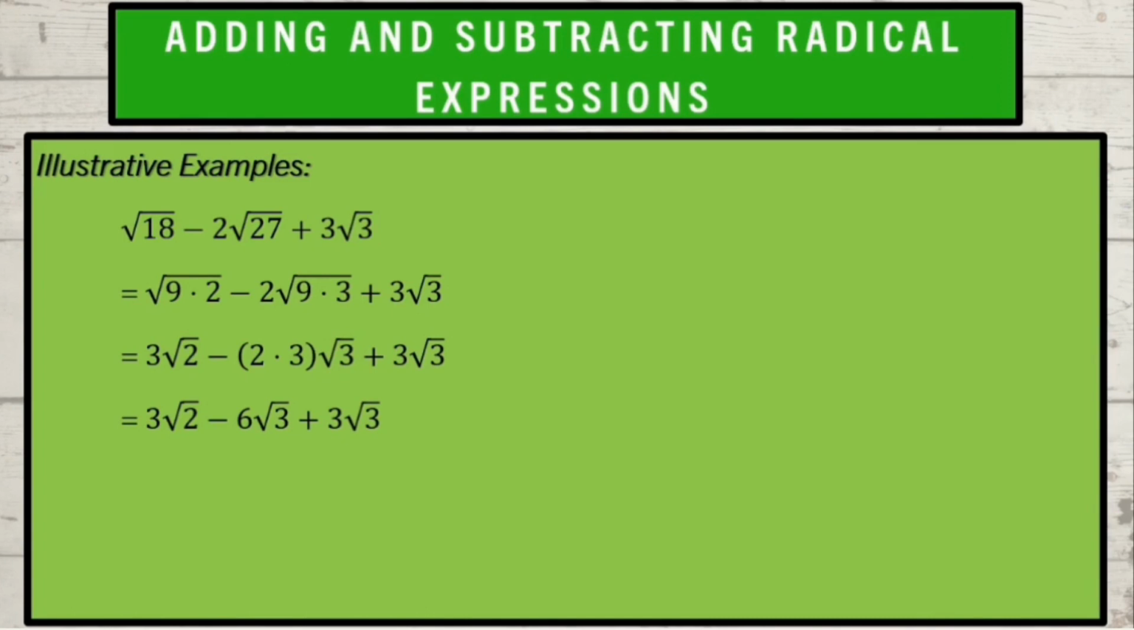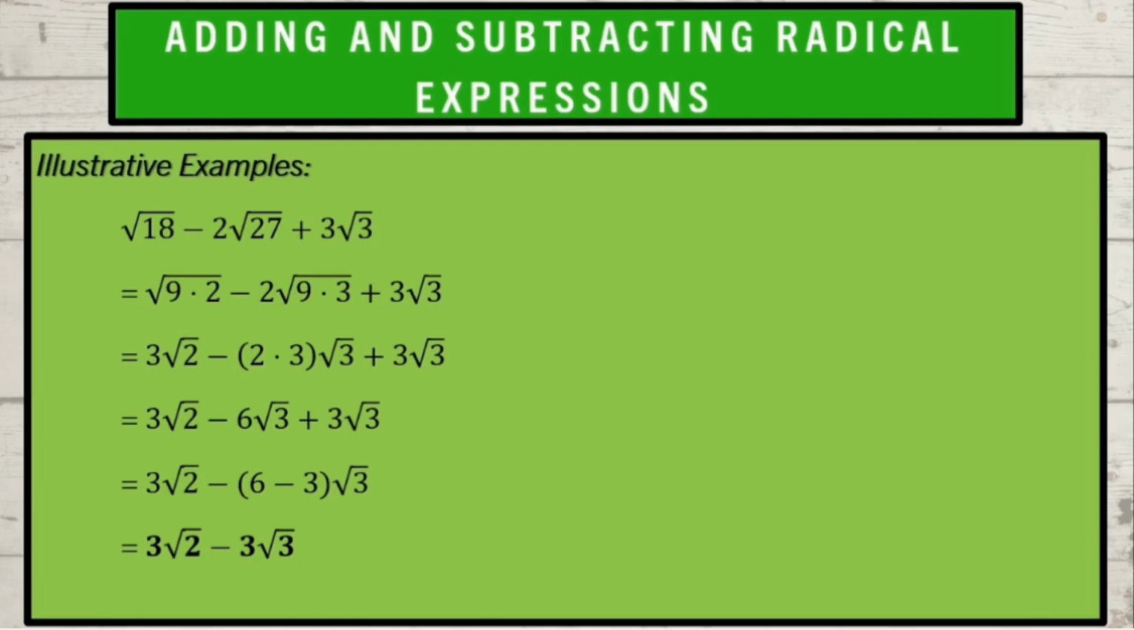Remember that we can only combine similar radicals. So, 3 square root of 2 minus the quantity of 6 minus 3. Affixing the common radical, the final answer is 3 square root of 2 minus 3 square root of 3. Can you follow? I hope so.